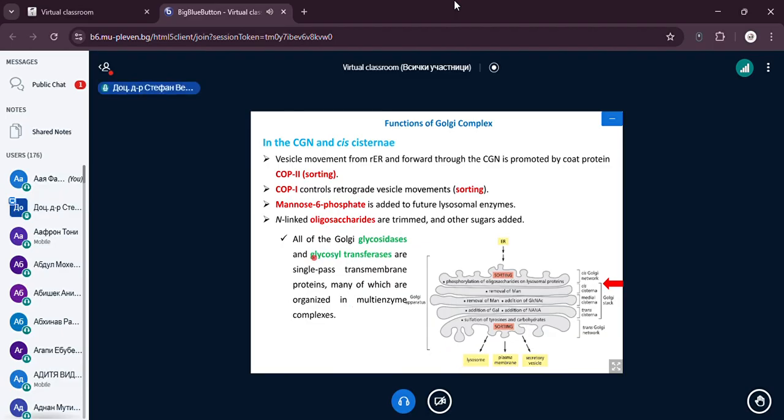And the enzymes which do this are called glycosidases. These are the enzymes which are cutting and removing monosaccharides from this oligosaccharide residue, and glycosyl transferases. These are enzymes which are adding new monosaccharides to this oligosaccharide chain. All of these enzymes are single-pass transmembrane proteins present in the membranes of the flattened cisterns of the dictyosome.